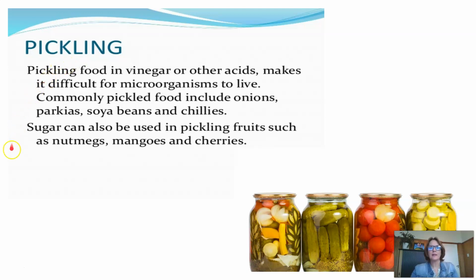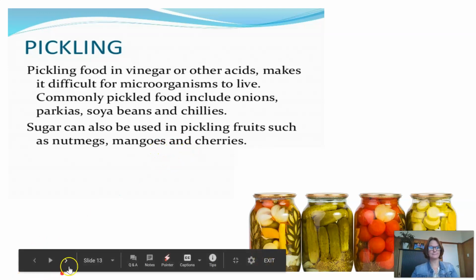Pickling food in vinegar or other acids makes it difficult for the microorganisms to live. So, commonly pickled food would be your onions, parkias, which are a type of bean, your soya beans, as well as chilies, and even cucumbers and gherkins, you all know those. Sugar can also be used in pickling fruits such as nutmegs, mangoes, and cherries.